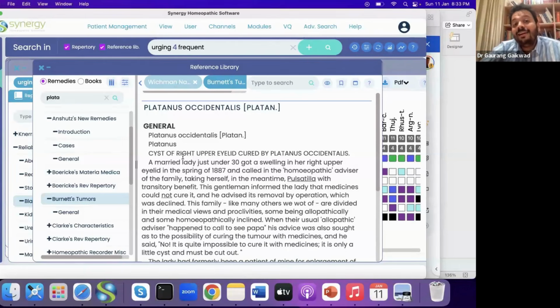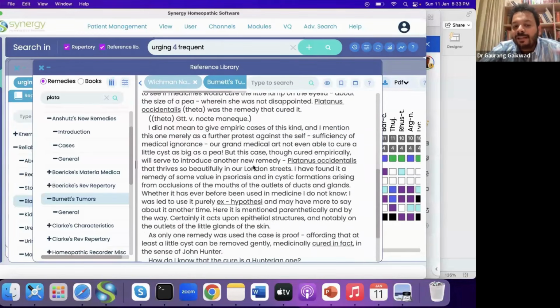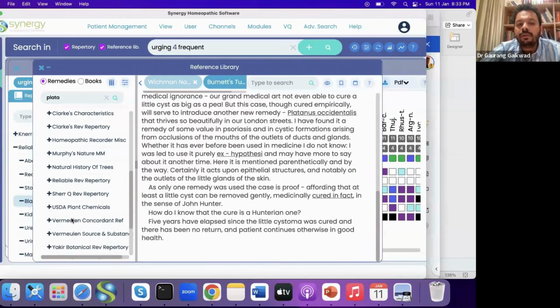So here, Burnett explains about Platanus, and he explains how he treated a cyst in the right upper eyelid with Platanus in a 30-year-old lady. He explains the entire case, and he shares other cases. So this is how you want to read about the remedies, right?